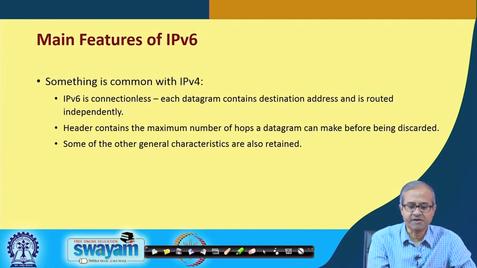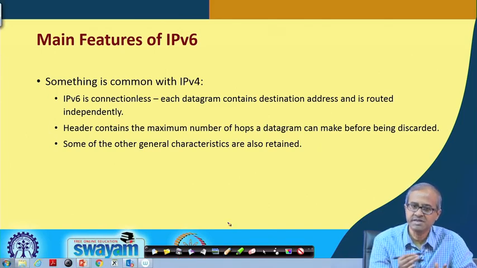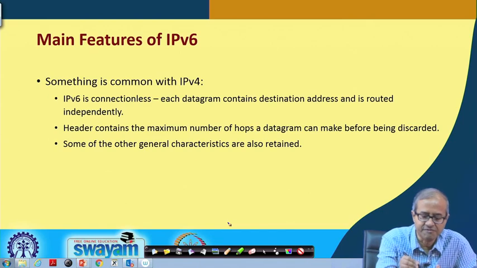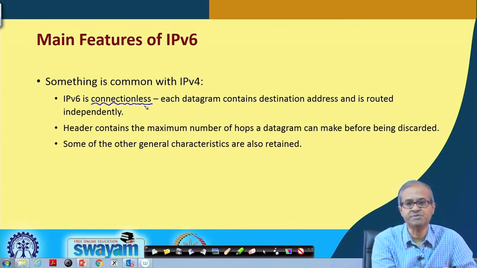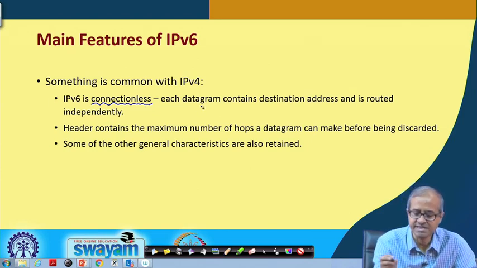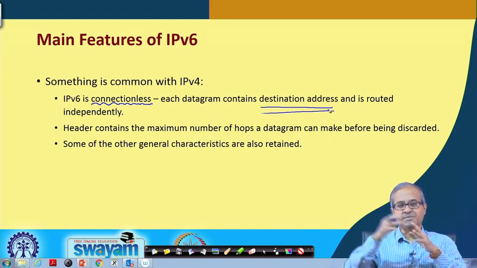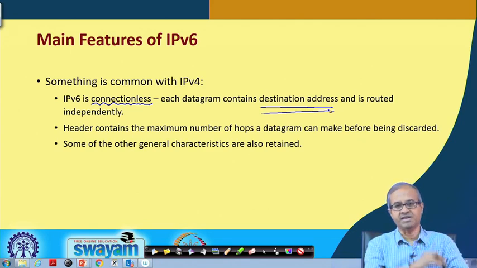So, main features of IPv6, a few of the features are borrowed from IPv4, whatever was there, the same thing is carried forward. First such thing is connectionless. IP version 4 was based on datagrams, IP version 6 is also based on datagrams, which is a connectionless protocol. So, each datagram is routed independently and each datagram will contain a destination address, so that the intermediate routers can take proper and informed routing decisions.